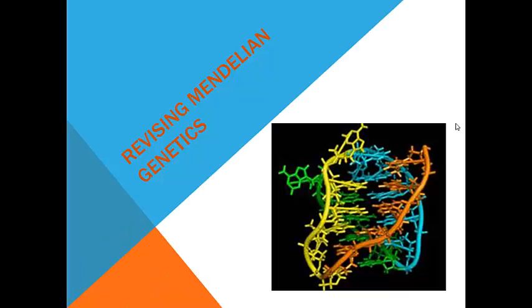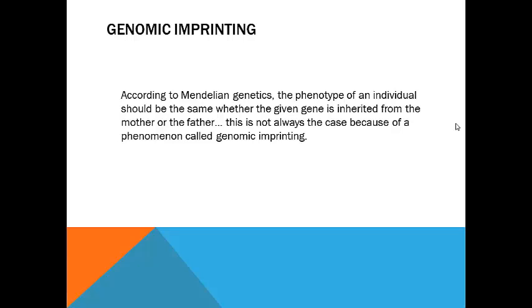Next, we look at revising Mendelian genetics. Genomic imprinting. According to Mendelian genetics, the phenotype of an individual should be the same whether the given gene is inherited from the mother or the father. This is not always the case.